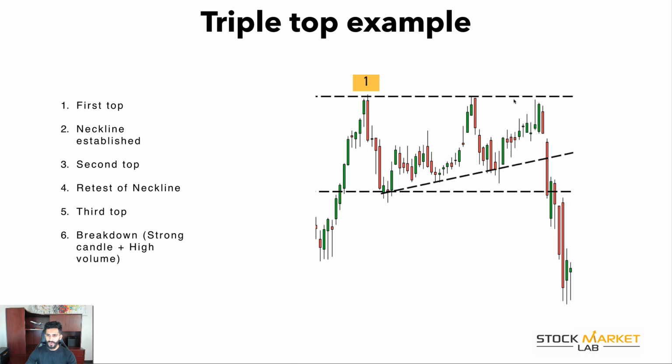All right, now let's look at an example. Right here, boom, stock is on an uptrend. As the stock is on an uptrend, what happens? First top gets established. After the first top gets established, boom, we now have a neckline.